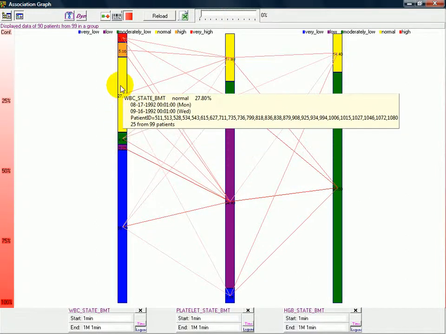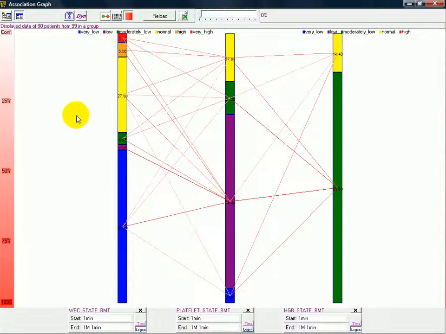Each of these states is represented in the bar according to the relative distribution or proportion of all the values of the specific concept for the relevant patients within the specific time interval. As you can see, we have chosen 1 month following the bone marrow transplant operation.